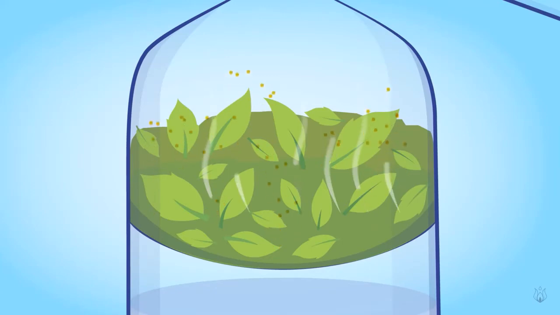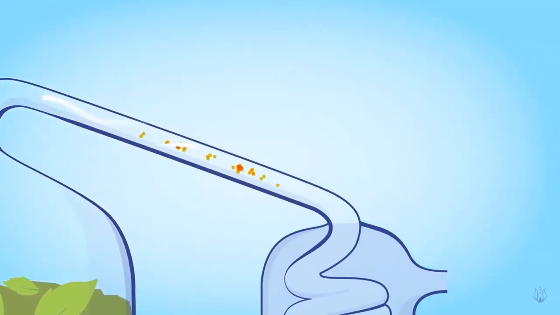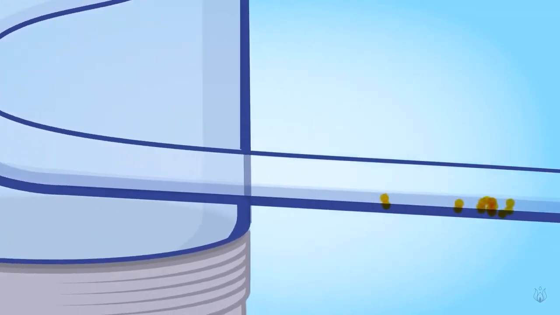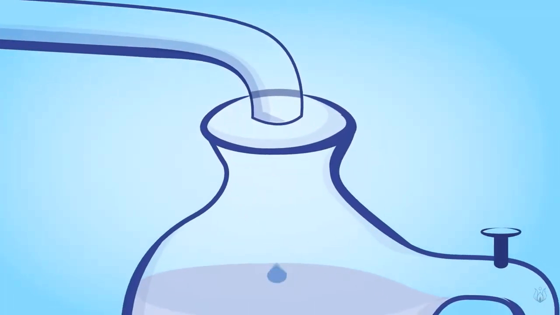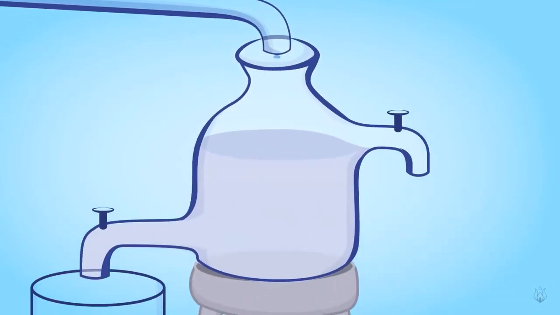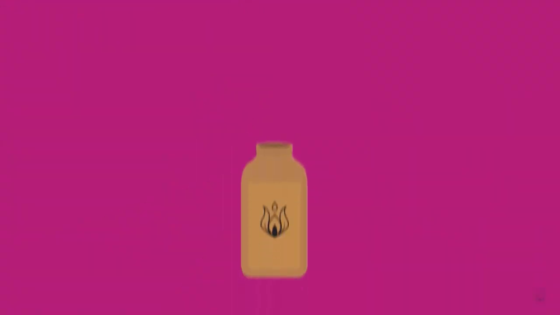The essential oil rises up with the steam, and together the oil and steam pass into a tube. This tube passes through a cold condensing chamber. The cold temperature changes the steam back into liquid, which drips out of the tube. The liquid collects in a new reservoir, where the water and oil separate naturally. The water, which is called hydrosol, is left at the bottom, while the oil rises to the top. And lastly, the essential oil can now be collected and bottled.